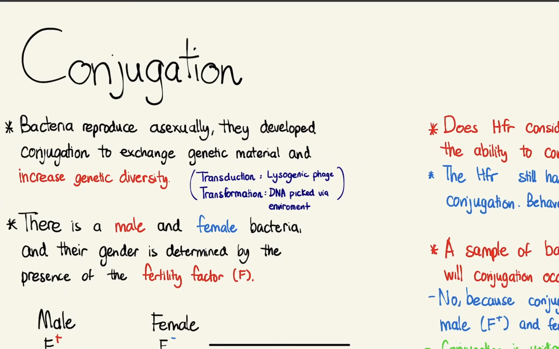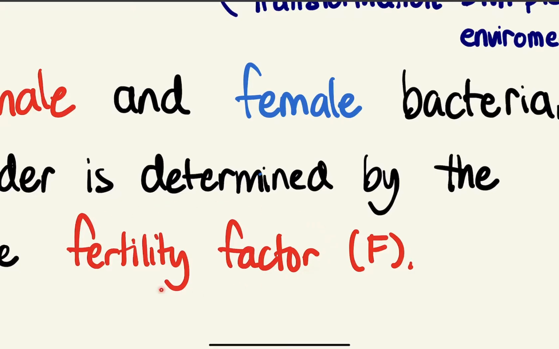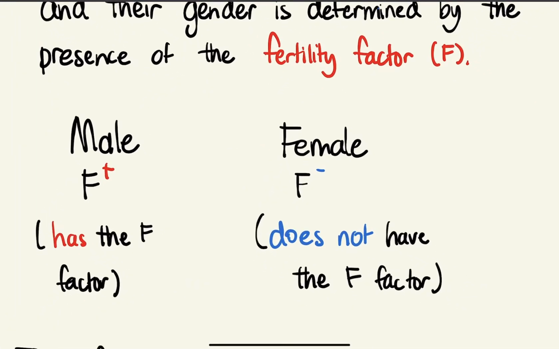And the last one, obviously, since this video is about conjugation, is conjugation. Conjugation is really dependent on the fertility factor. The fertility factor is passed on from one bacterium to the next, and this is the entire concept behind conjugation. So this gives us two kinds of bacteria: a bacterium that has the fertility factor, and a bacterium that does not. If a bacterium has the fertility factor, it's a male. If it does not have the fertility factor, it's a female.